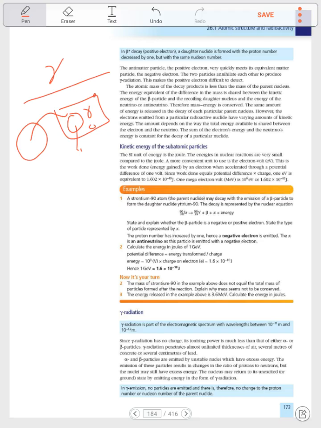What is the amount of energy for one atomic mass unit? One atomic mass unit is 1.66 multiplied by 10 to the negative 27 kilogram. This is the mass. If we use the relation E equals mc squared, we can find the energy or the kinetic energy of the particle in joule unit, okay?